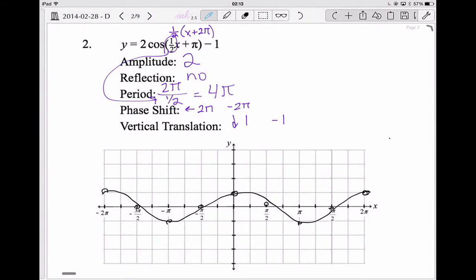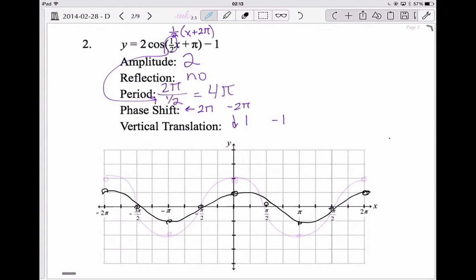Amplitude of 2, so I'm going to double the y value of all of these points, which doesn't really affect something whose y value is 0, but makes everything that's not 0 twice as tall. Okay. It's not reflected. The period is now 4 pi. Okay, so what I basically have to do is stretch it horizontally so it's twice as big.